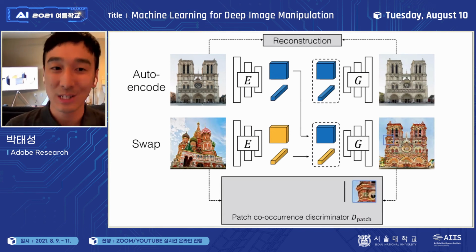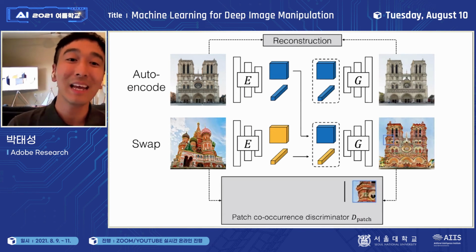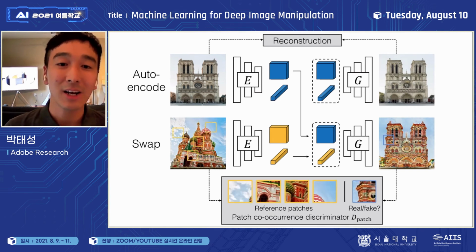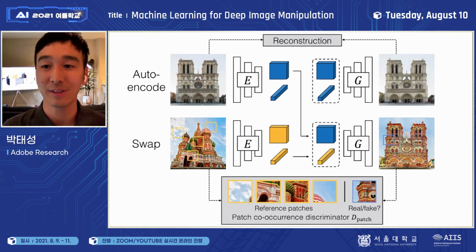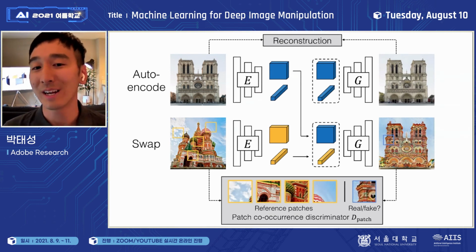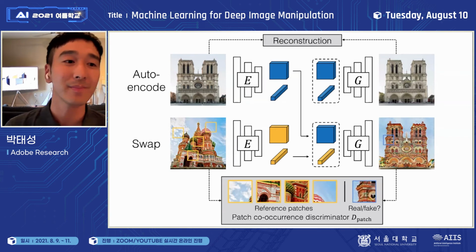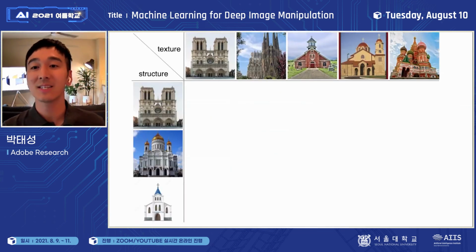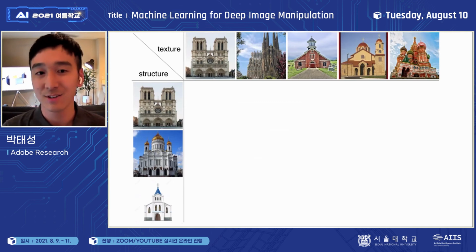So this is where swapping comes into play. Then we take a random crop from the hybrid image and compare it to the random crops of the input image. We train a patch-based co-occurrence discriminator that tells if the patches are all co-occurring from the same image. In conclusion, our method learns the disentanglement of structure and texture.